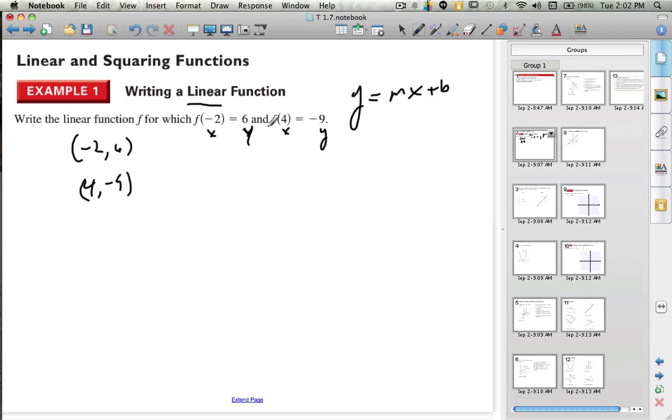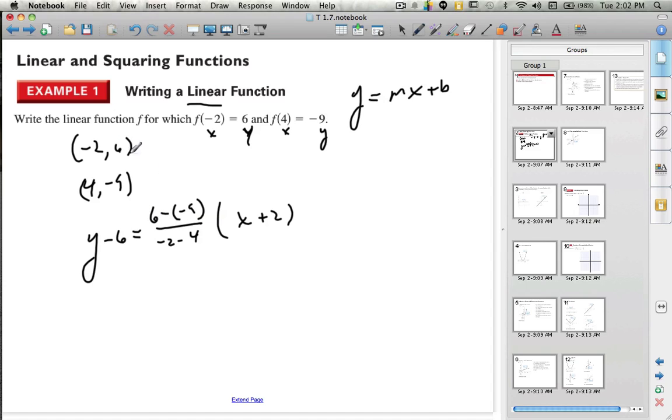So you can take them out of this notation and put them into ordered pairs. I could put them into a t-table. Either way, I've got 2 points, and that allows me to use point slope in order to find this. So let's say that y minus 6 is equal to the slope, which would be found by the change in y, let's say 6 minus negative 9, over the change in x, so negative 2 minus 4, times x minus negative 2, which would be x plus 2.